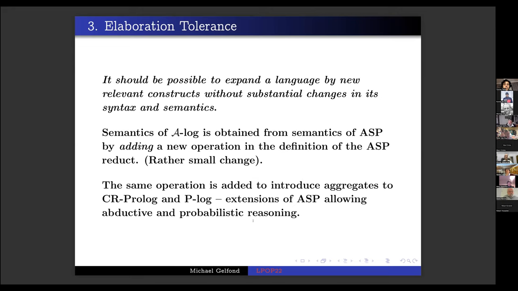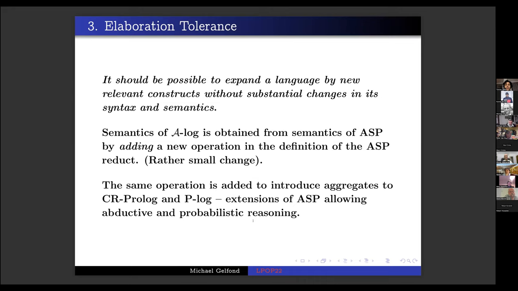The last one, elaboration tolerance. It should be possible to extend the language by new relevant constructs without substantial changes in its syntax and semantics. I learned the term from McCarthy, when it was used for programs. I believe it can be used for languages and any other type of designs.